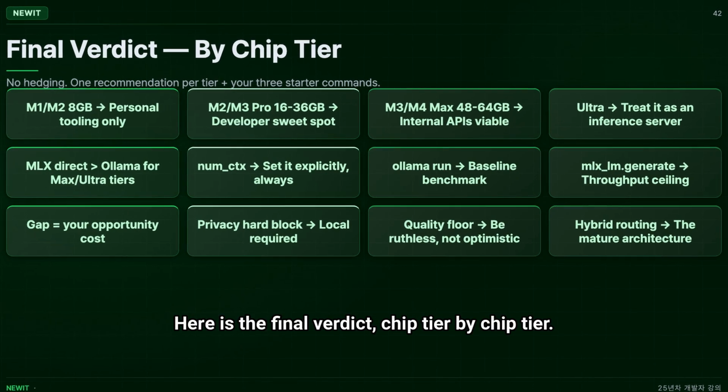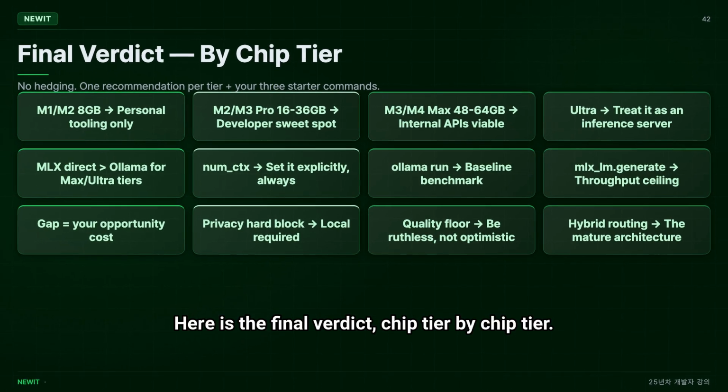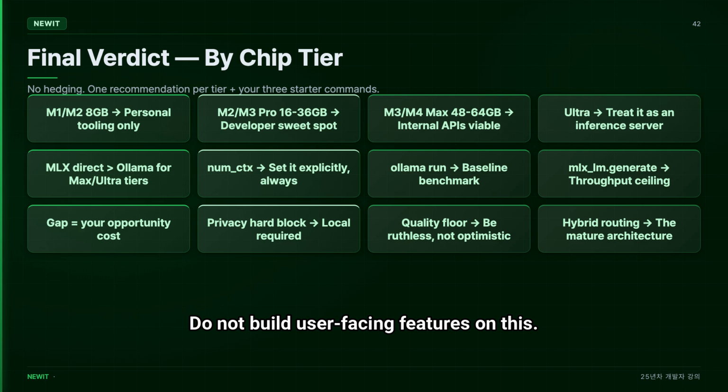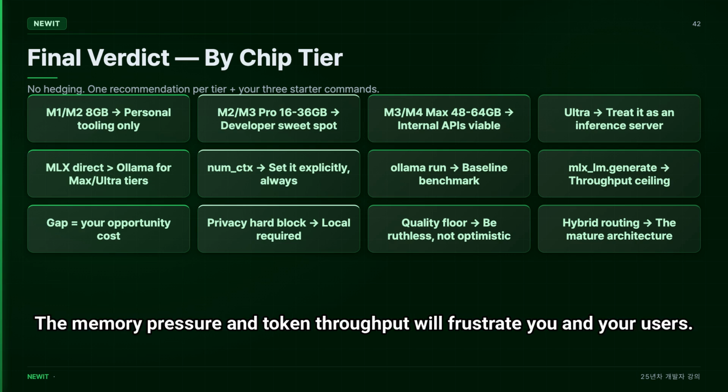No hedging. Here is the final verdict, chip tier by chip tier. M1 and M2 base models with 8 GB unified memory: use Ollama with 7B models for personal tooling only. Do not build user-facing features on this. The memory pressure and token throughput will frustrate you and your users.